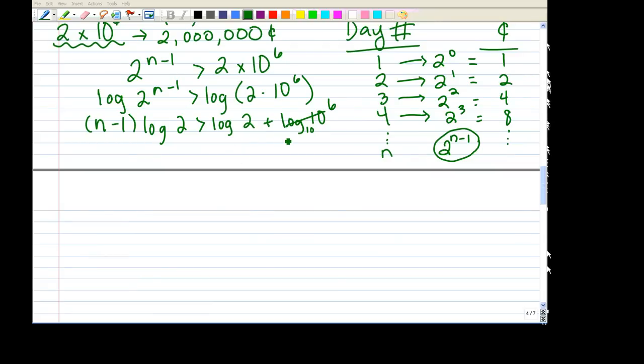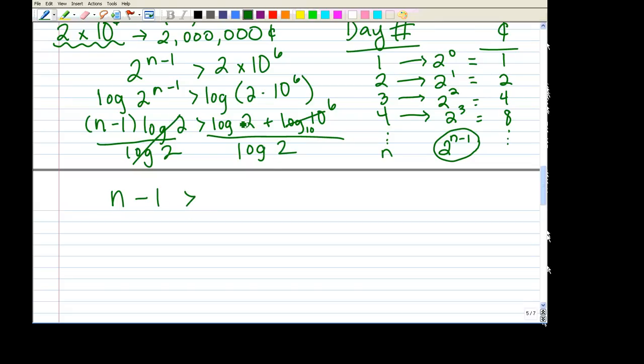Move the page down a bit there. Okay, so I've got n minus 1 times log of 2 greater than log of 2 plus 6. I'm trying to get that n by itself, so I'm going to divide both sides by the log of 2. So that goes away. So on the left hand side I have n minus 1 greater than. I don't want to just cancel these things out, because don't forget that the plus 6 is also being divided by log of 2. So the whole thing I need to figure out is log of 2 plus 6 divided by log of 2.